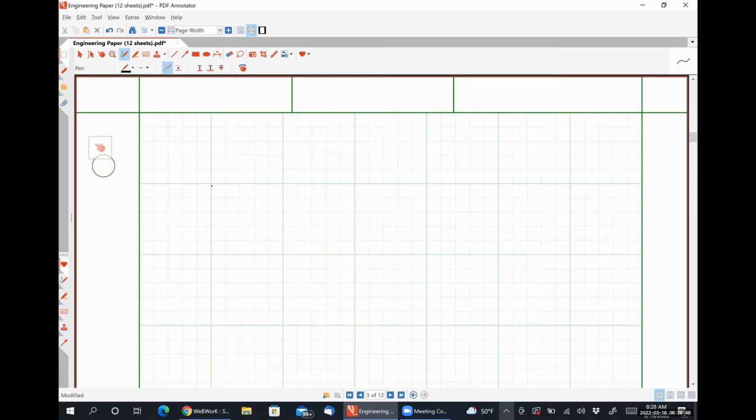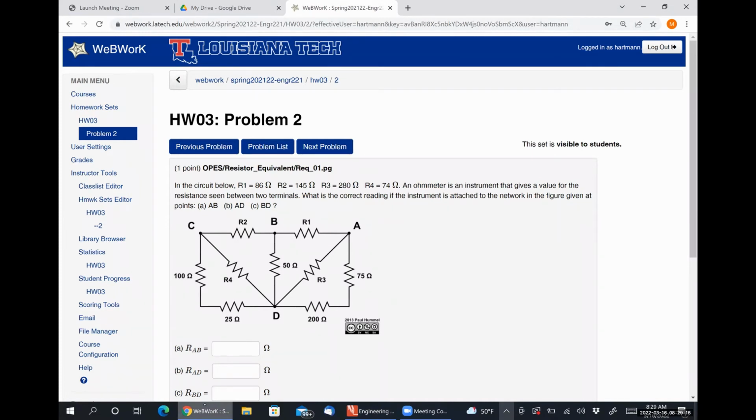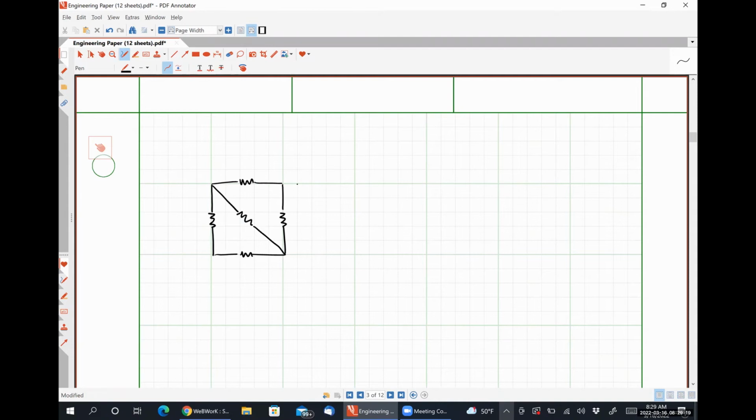So we have a resistor here, a resistor here. I believe there is a diagonal resistance here, a resistance here, a resistance here, and then let me just double check, but I believe this exact configuration is mirrored about that axis, and I'm correct.